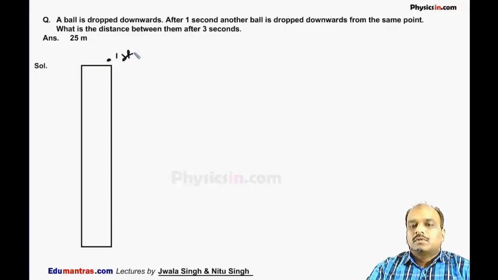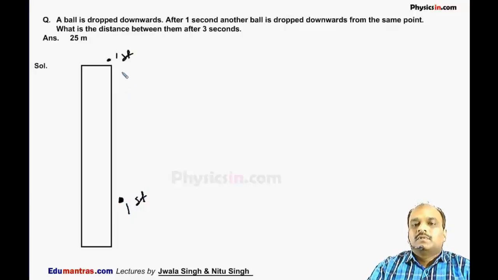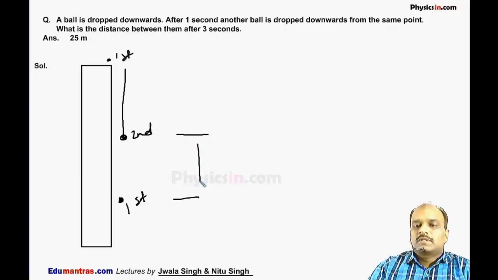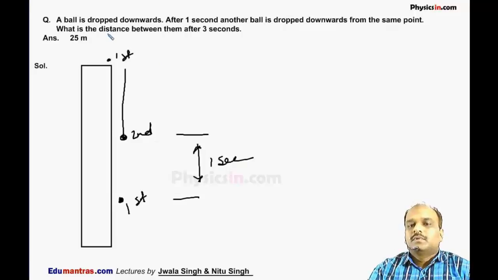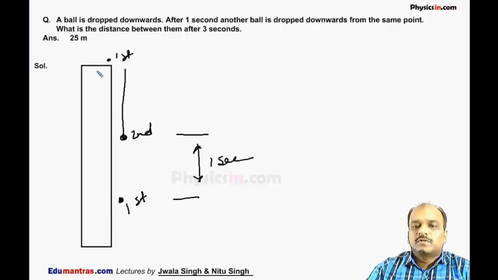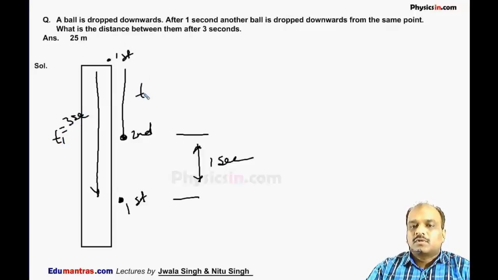This is the first ball. Let the first ball be here. At any instant the first ball is here, and 1 second after, the second ball is here. The time difference between these two balls is only 1 second. We have to calculate the distance between them after 3 seconds. This ball is in motion, the first ball is in motion for 3 seconds. So this is t1, which is equal to 3 seconds. And the second ball is in motion for 1 second less, that is 2 seconds.